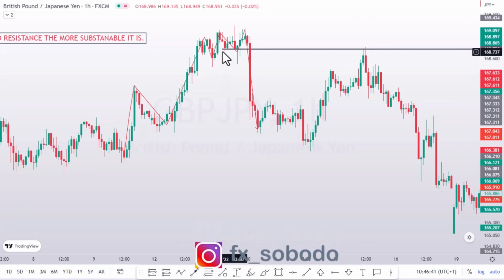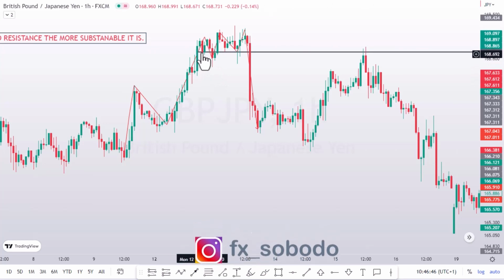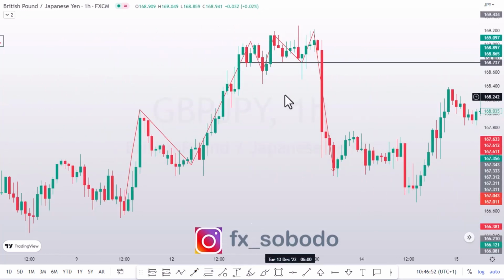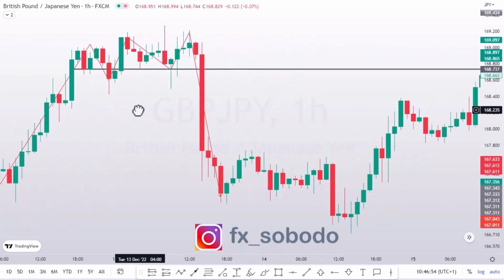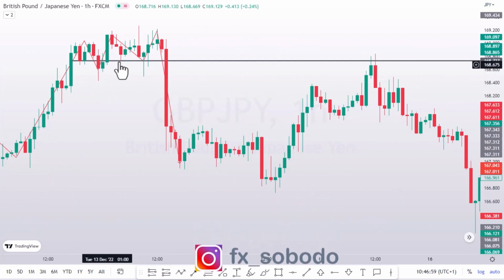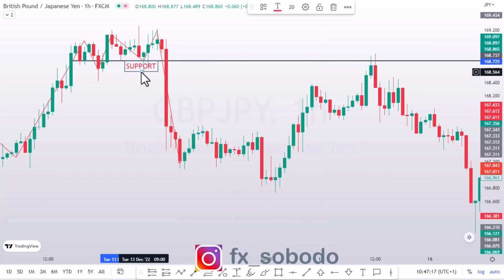You see, multiple touches, 1, 2, even though it broke to the downside, you see multiple touches, the more the better. You see multiple touches, 1, 2, 3, 4. So this is our what? Let's say this is our support and it got broke.